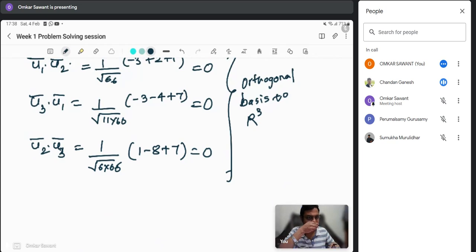Sir, by nature, every vector is orthonormal itself, no, sir? No. They are not always unit vectors. For orthonormal you need that the magnitude should be 1. Yes, sir. Got it.